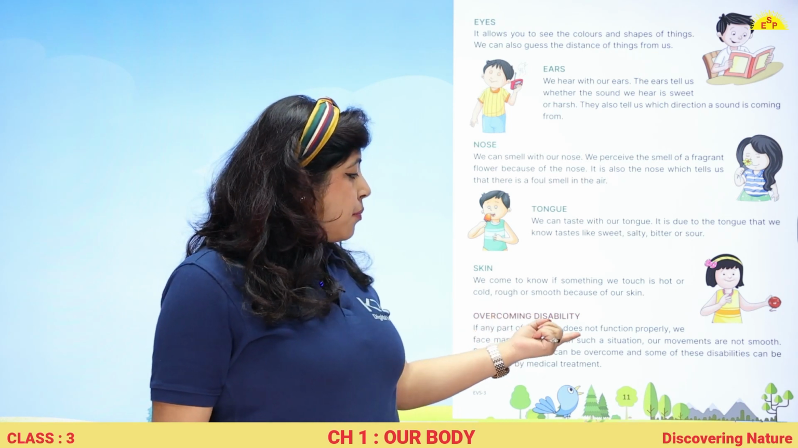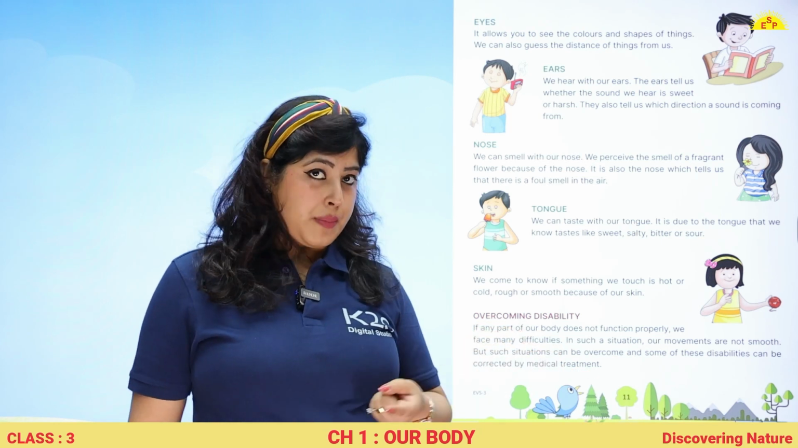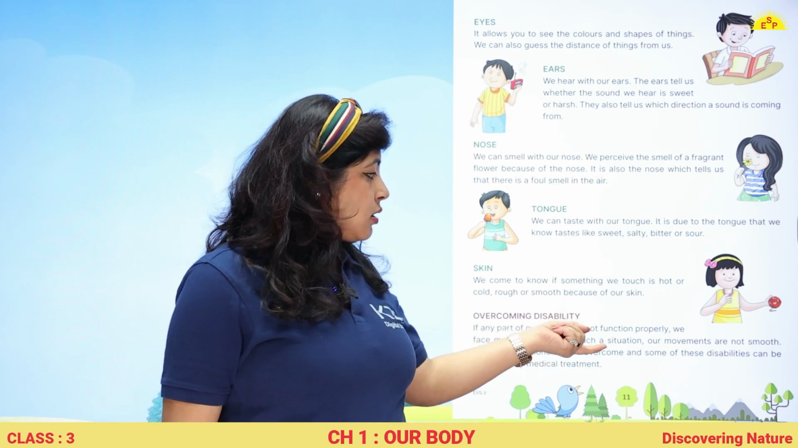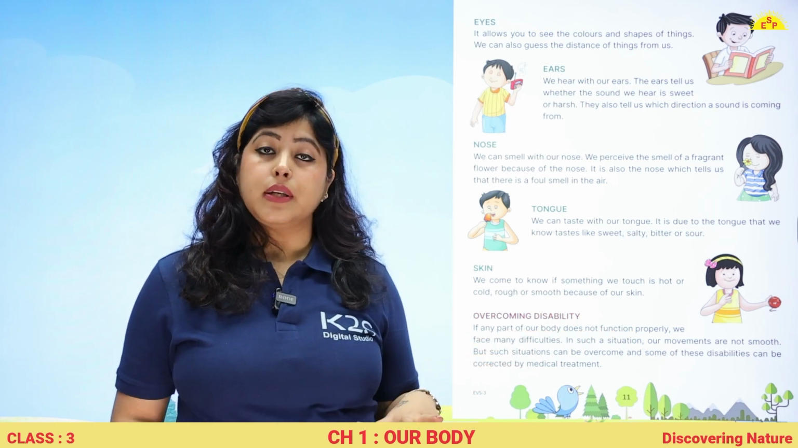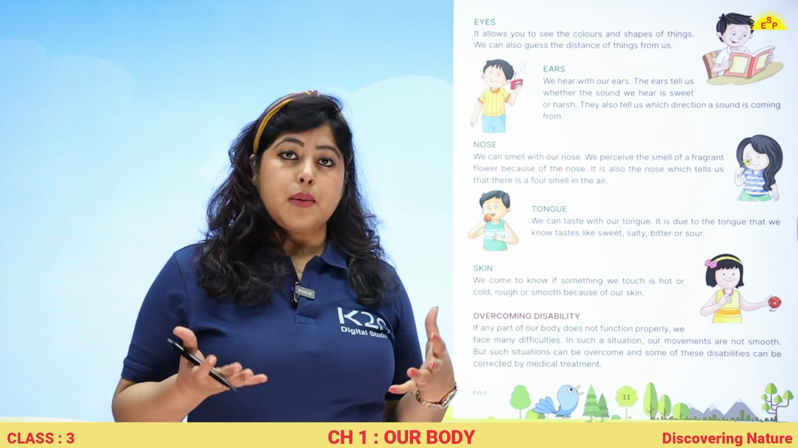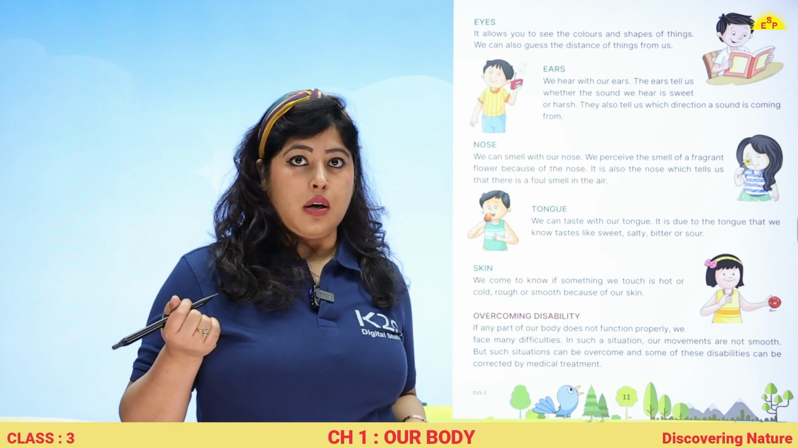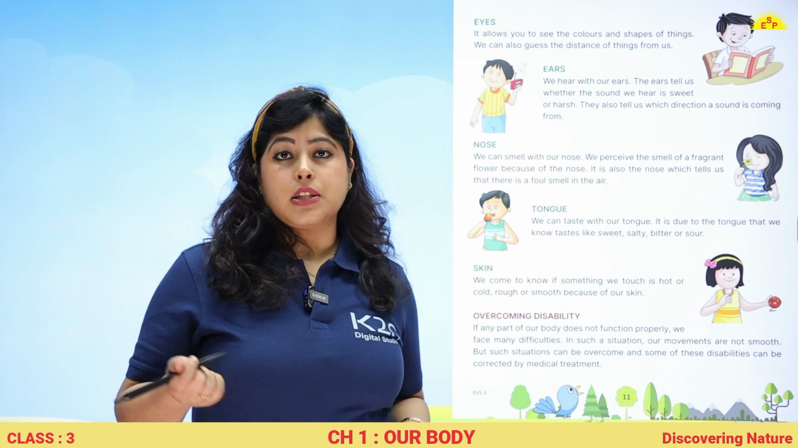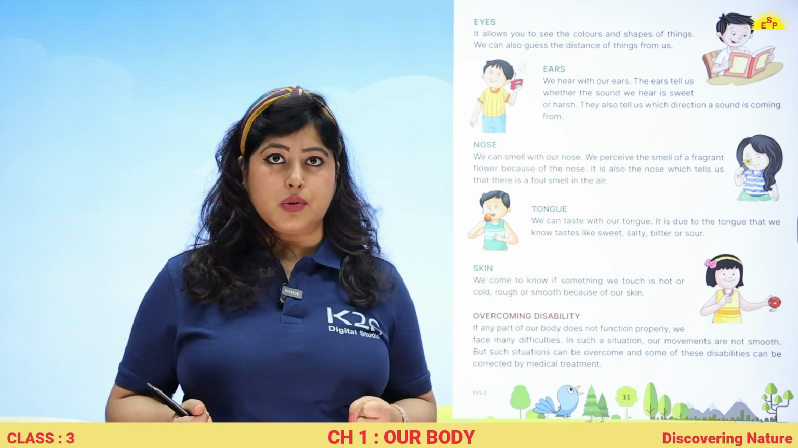If any part of our body does not function properly, we face many difficulties. हमें प्रॉब्लम होती है. In such a situation, our movements are not smooth. उस समय हमारी मूवमेंट इतनी स्मूथ नहीं होती. सपोज अगर हमें एक हैंड से काम करना है, दूसरे हैंड का यूज नहीं करना, सो ये हमारे लिए एक डिफिकल्ट सिचुएशन हो जाएगी. सिमिलरली ये सिचुएशन एक डिसेबल पर्सन के लिए भी हो जाती है.